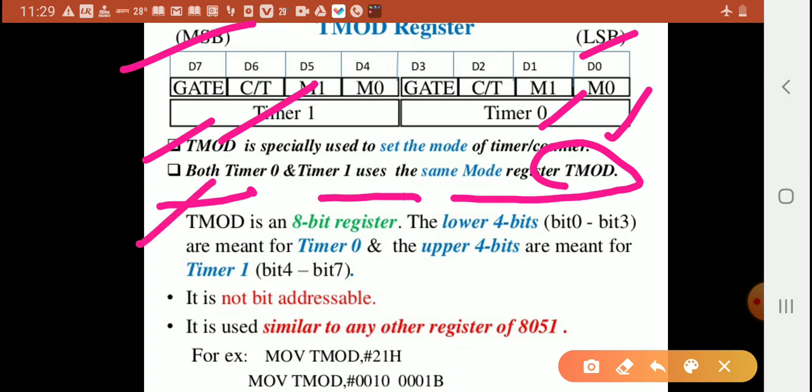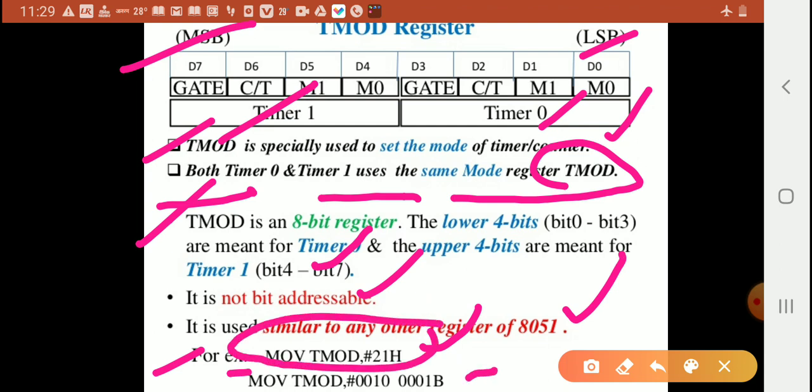The lower 4 bits, bit 0 to bit 3, are for timer 0. The upper 4 bits, bit 4 to bit 7, are for timer 1. It is not bit addressable. It is used similar to any other register of the 8051. For example, MOV TMOD, #21H, which is MOV TMOD, #00100001B. Here 21H is the data.